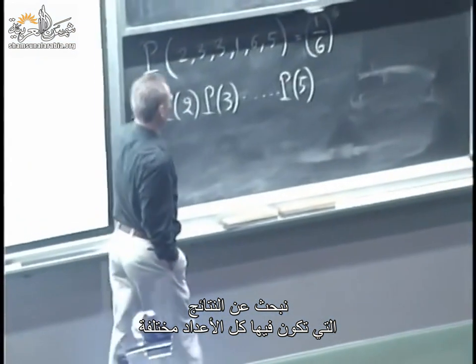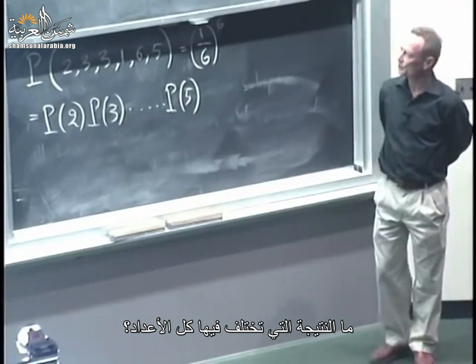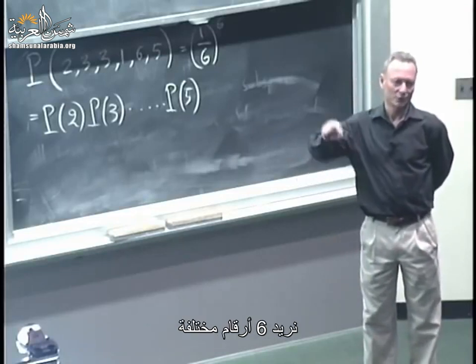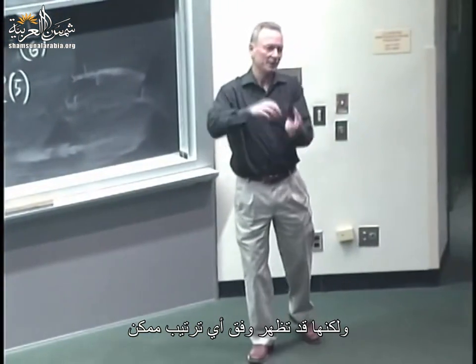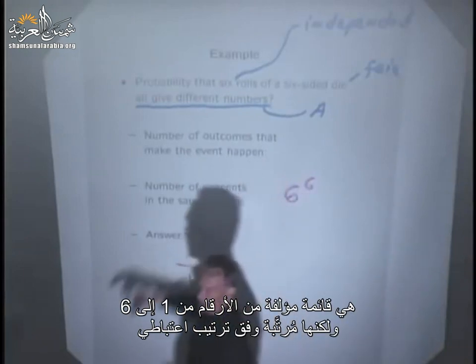We're interested in outcomes in which the numbers that we get are all different. What is an outcome in which the numbers are all different? So the die has 6 faces, we roll it six times, we're going to get six different numbers. This means that we're going to exhaust all the possible numbers, but they can appear in any possible sequence. So an outcome that makes this event happen is a list of the numbers from 1 to 6, but arranged in some arbitrary order. So the possible outcomes that make event A happen are just the permutations of the numbers from 1 to 6.